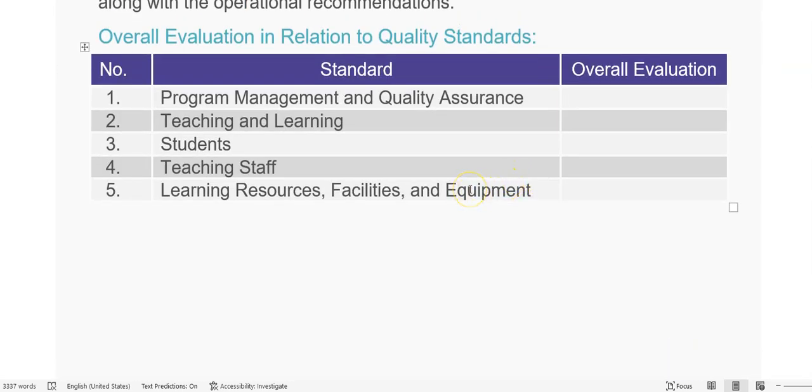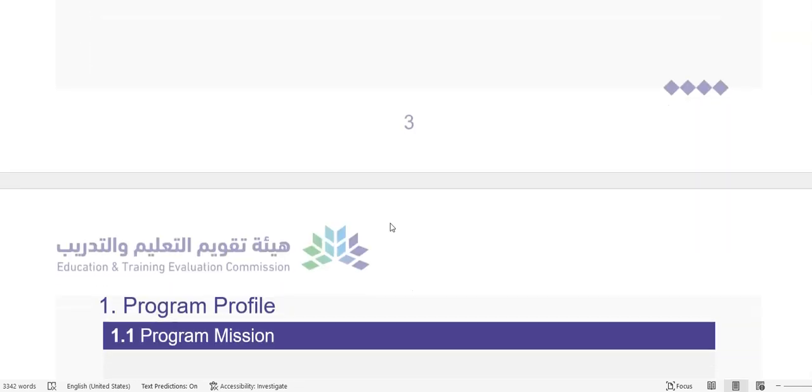For example, program management 4, teaching and learning 4, students 4, teaching staff 3, learning resources 4 out of 5. I do not advise you to write 5. You can write 5, but you have to submit solid evidence and solid documents about the implementation of this standard.